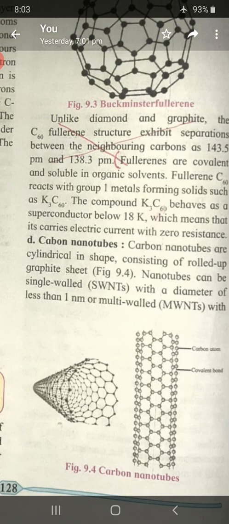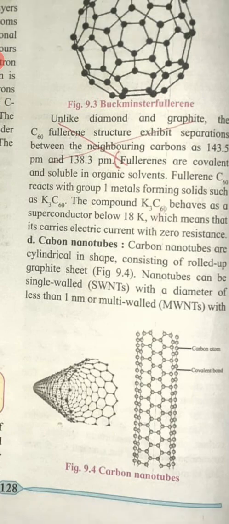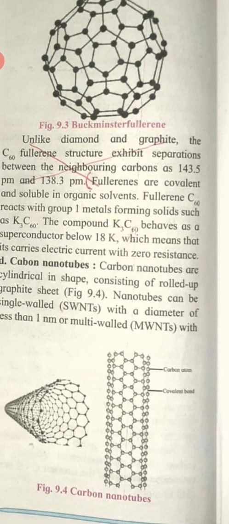Now the properties of nanotubes. Carbon nanotubes are robust. They can be bent, and when released, they will spring back to the original shape.